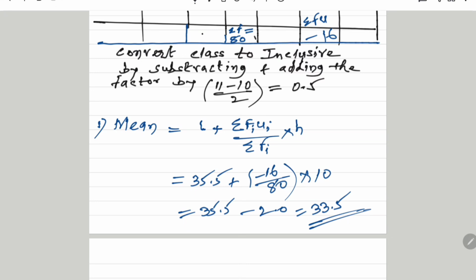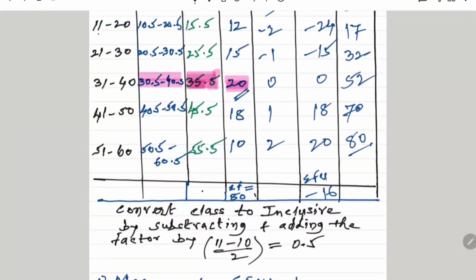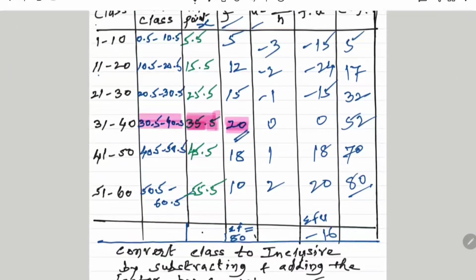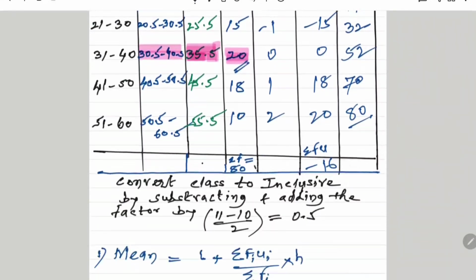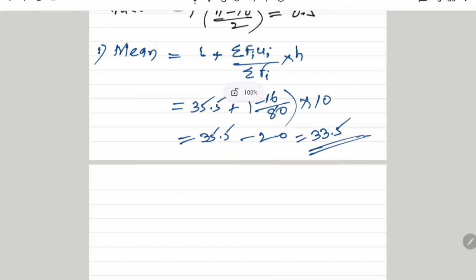Therefore, mean by step deviation. What is the difference between the first one and this step deviation technique? Here we are finding U as x minus a divided by h. Then it becomes a step deviation. And if we find d as x minus a, it is the second technique.